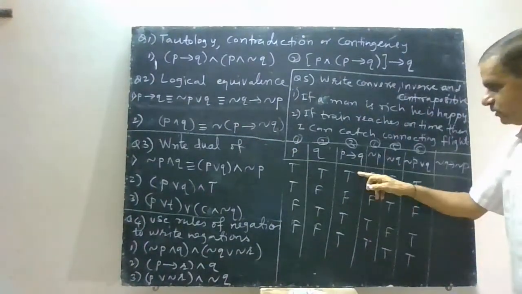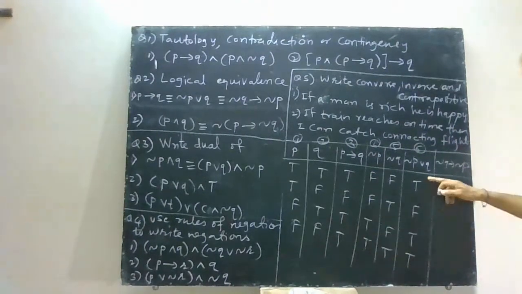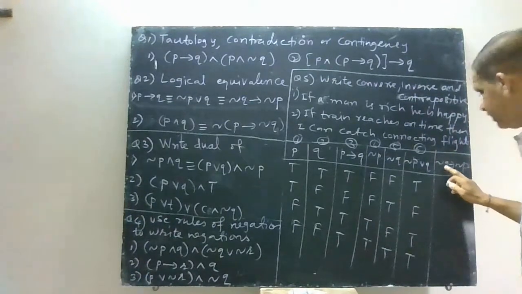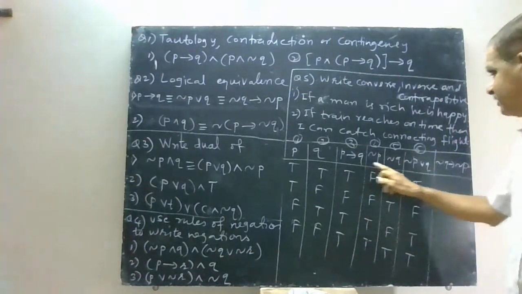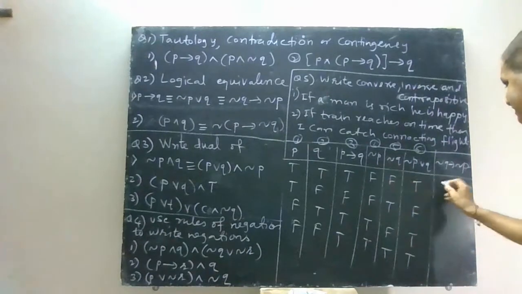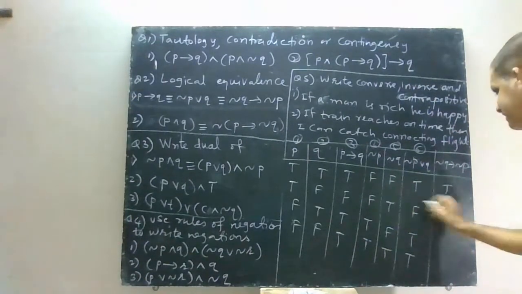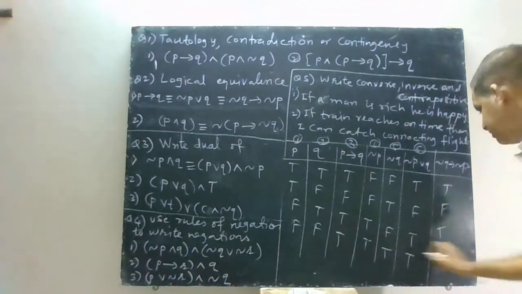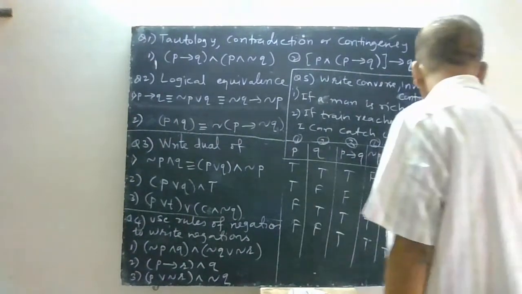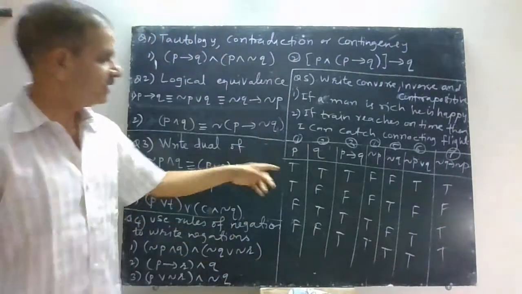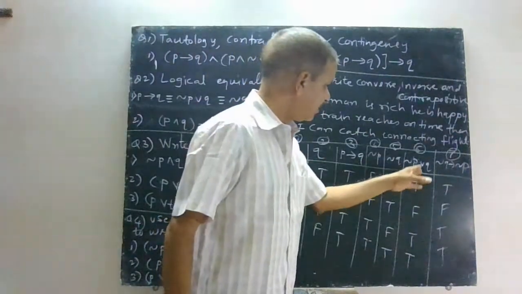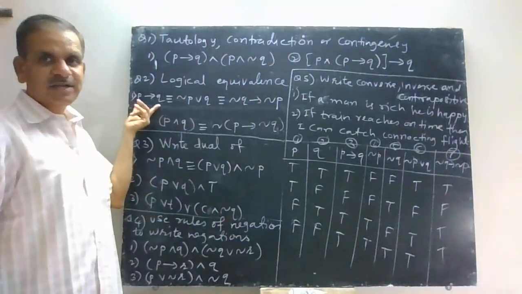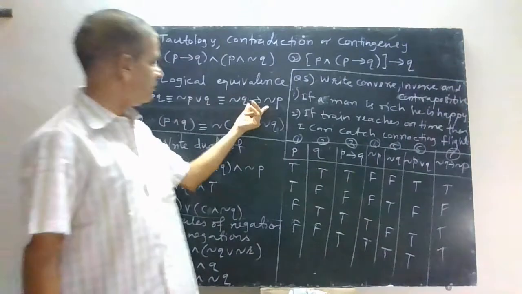Now P implies Q gives T, F, T, T. Now T, F, T, T, so this should be the same one. Now see here, it is negation of Q, so this column implies this column: F implies F is T, T implies F is F, F implies T is T, and T implies T is T. Again, if you observe column number 7, you will observe that column number 3, column number 6 and column number 7 are all the same, that is, identical. So this statement is equivalent to this statement is equivalent to this statement.